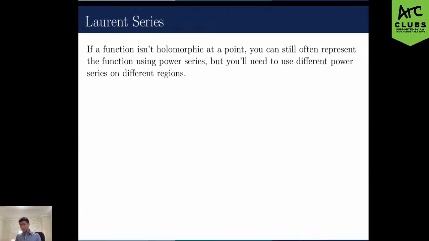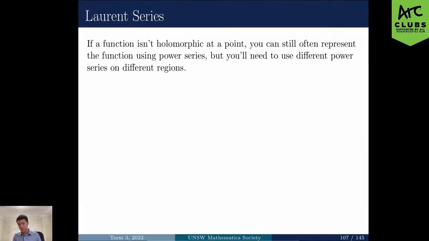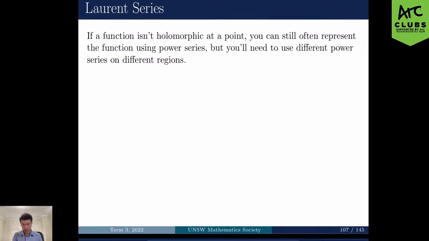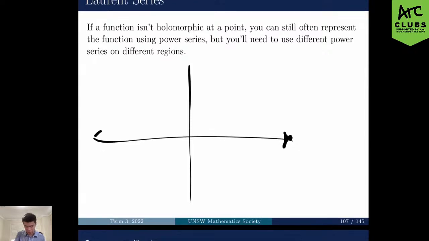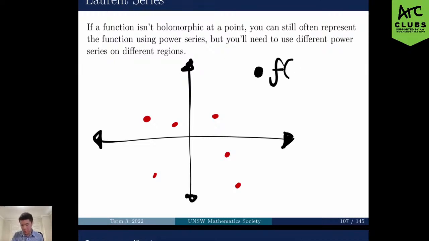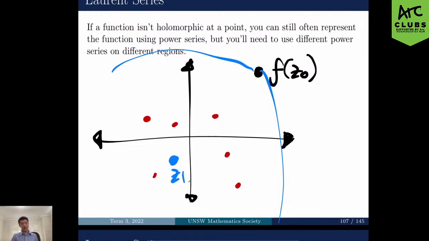Cool. Now looking at a different kind of series, because sometimes a function won't be holomorphic at a point, but you can still represent it using power series. Let's just say, for example, we've got a function, and it's not defined at certain points. So I'll just say these red points are points that it's not defined on. And what we'll say is that we want to find the representation of f at this point, around the center, let's just say over here. We're not going to be able to find a ball that's holomorphic on. So does that mean we can't actually construct a power series?